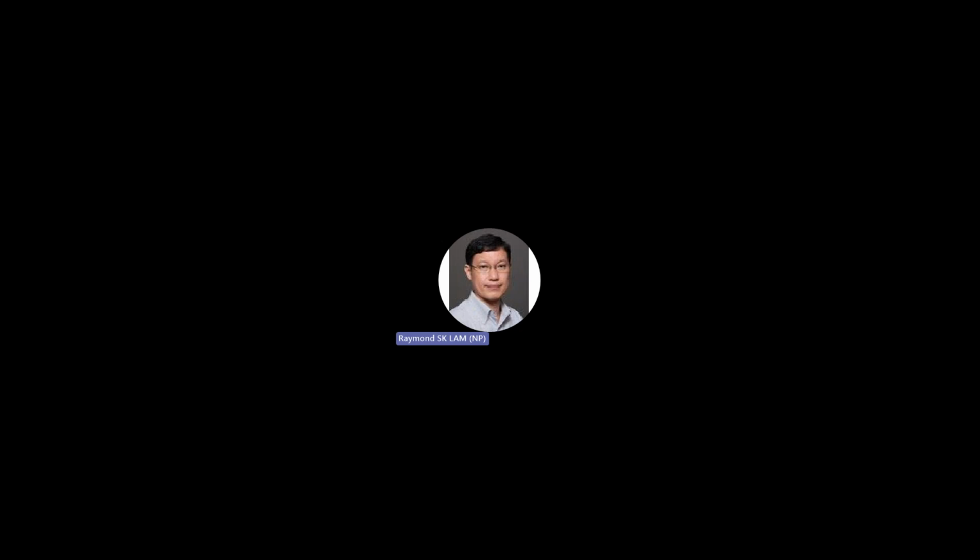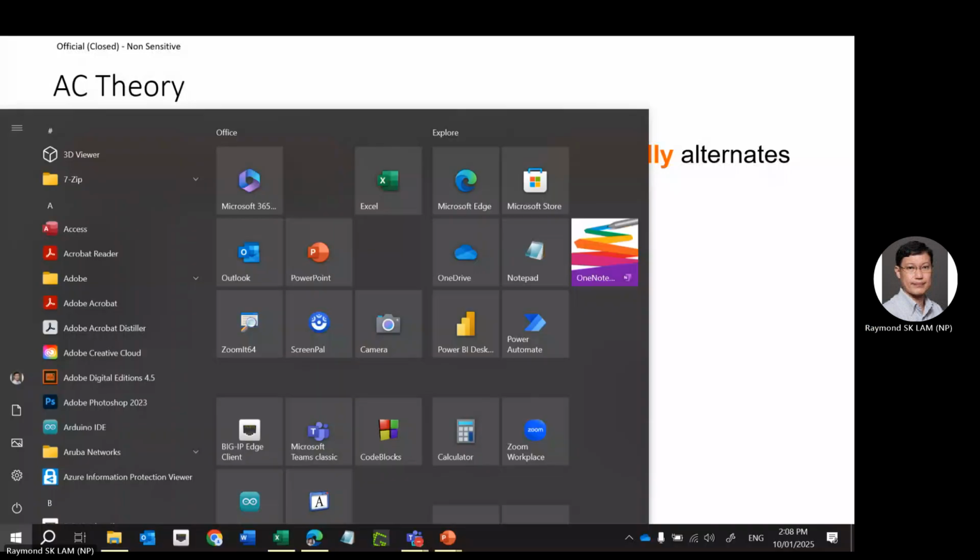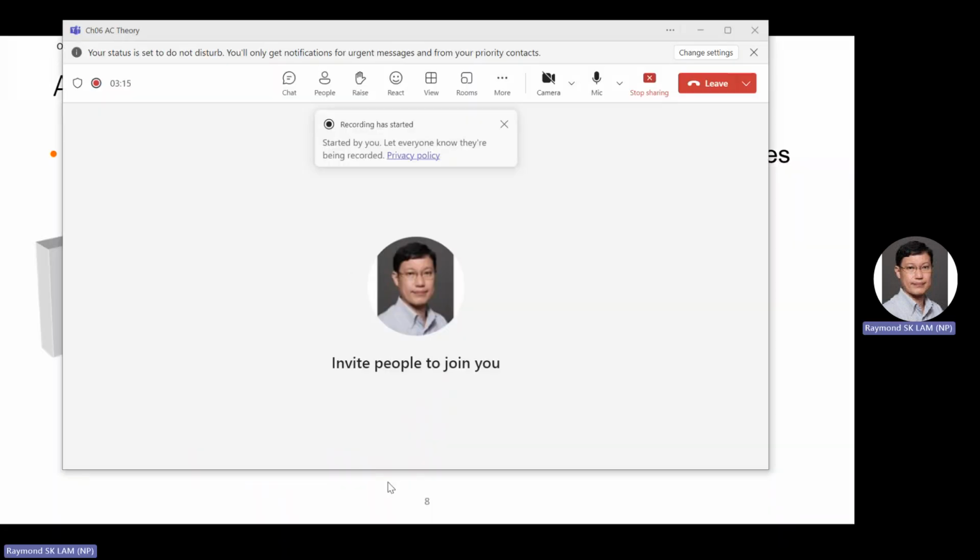So as you can see in the whiteboard now, chapter 6 is about AC theory, and as usual, you should have done your OAL quiz before you come for this lesson. The objective is to understand AC current and voltage, and calculate the impedance, current and voltage. Let me share. Did I share the screen and record? It's recording.